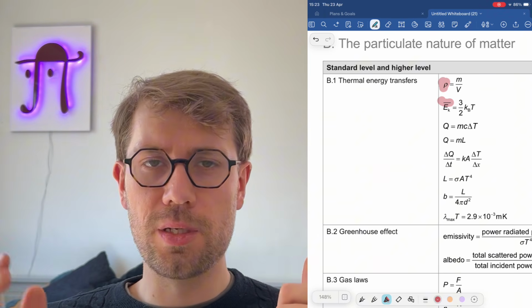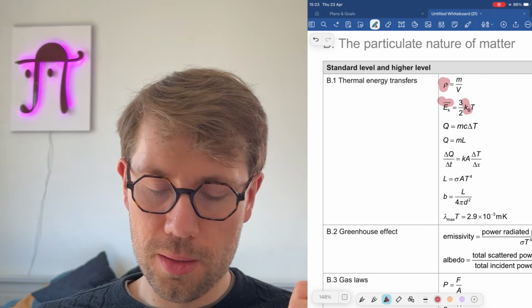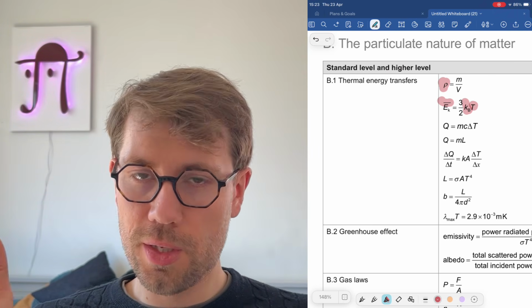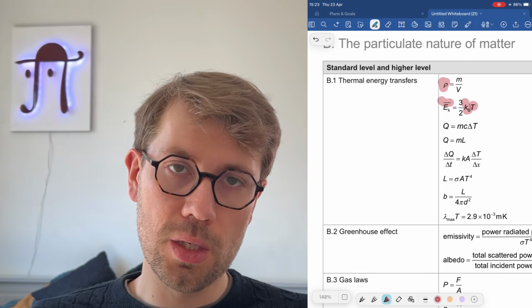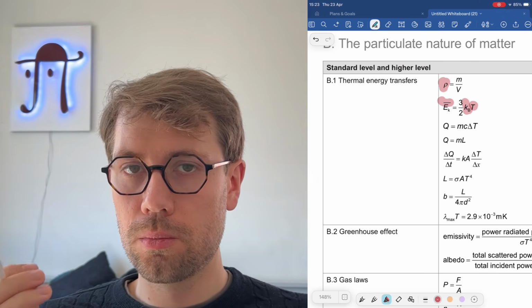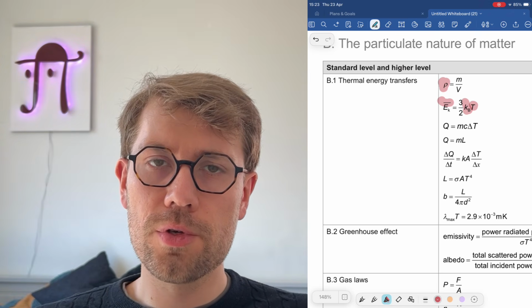It'll tell you in the question it's an ideal gas. Then we've got Boltzmann's constant, again another K. And then we've got temperature, because temperature is actually just directly related to the average kinetic energy of the particles in a gas. That's all temperature in a gas is. It's how fast the particles are moving on average.